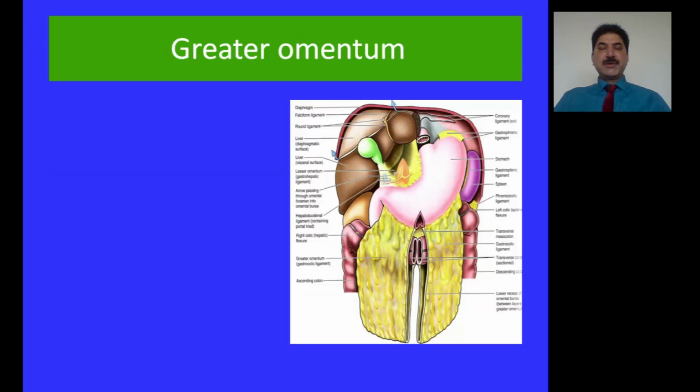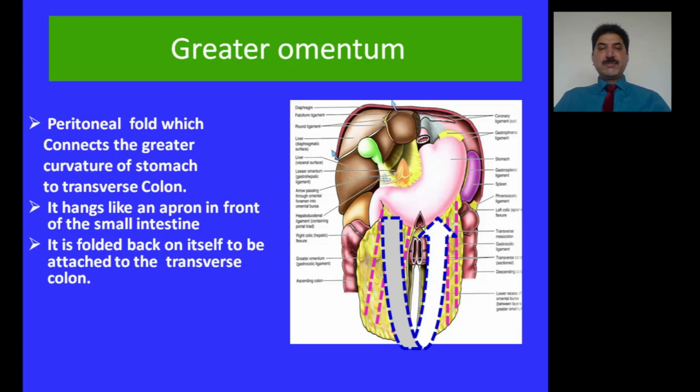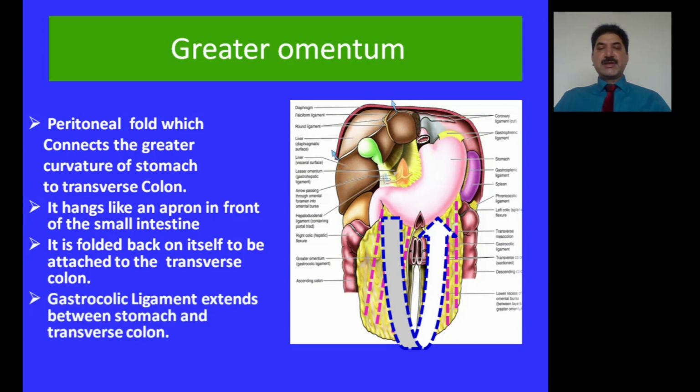Greater omentum is a double-layered fold of the peritoneum which spans from the greater curvature of the stomach to the transverse colon. It hangs like an apron, crosses over the transverse colon and small intestine. It is folded back on itself to be attached to the transverse colon. Gastrocolic ligament is the part of greater omentum that extends between the greater curvature of the stomach and the transverse colon.